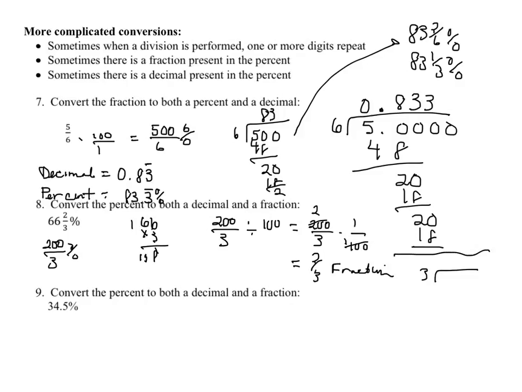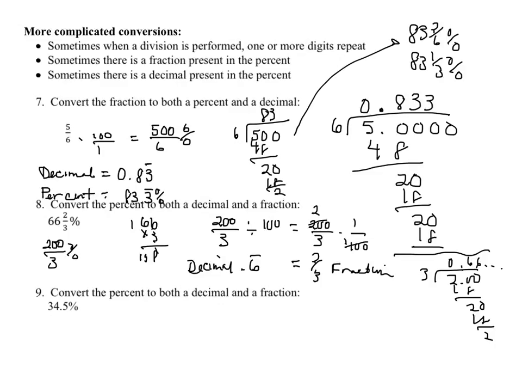3 goes into 2 does not. 3 goes into 20, 6 times 18, 20. So it keeps repeating. So for your little decimal guy, it's 0.6 with a little bar over it. Cool. All right.